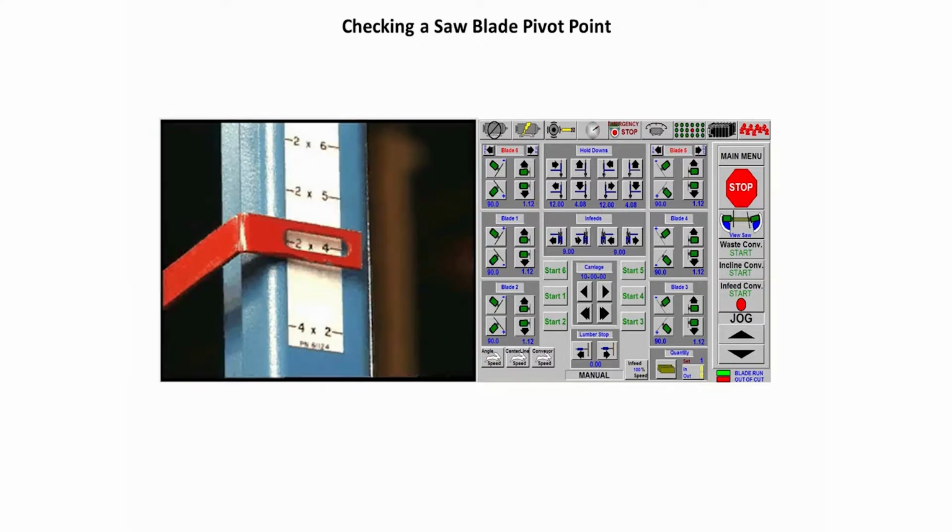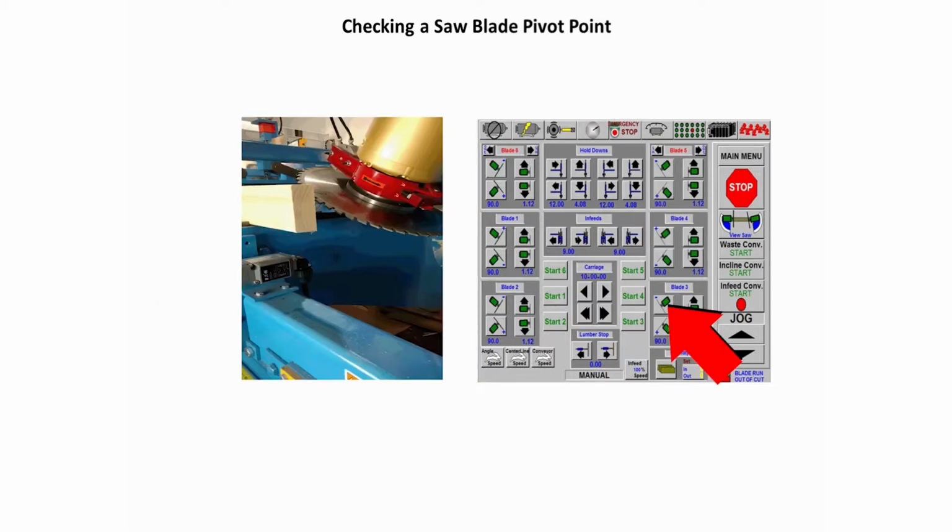Using a straight piece of lumber, move the hold down vertically to the height of the lumber you are using. In this example, we will use the 30, 60, 90 degree method. Move the saw blade you are checking to approximately a 30 degree position, and move the blades not being used up and out of the cut if necessary.